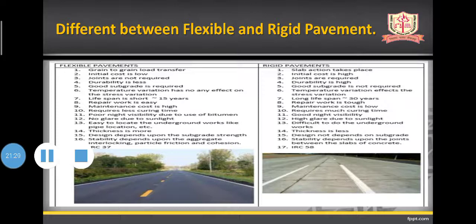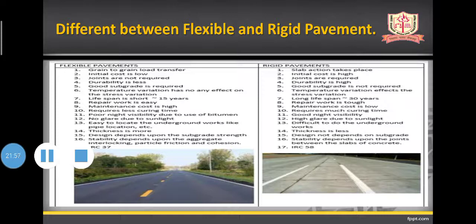Then, requires less curing time; requires more curing time. Obviously, for a flexible pavement or a bitumen pavement, we do not require any curing time, which means we can use this road within 24 hours. But if we go for rigid pavement, we need at least 7 days for curing, so the time required for curing is very high.